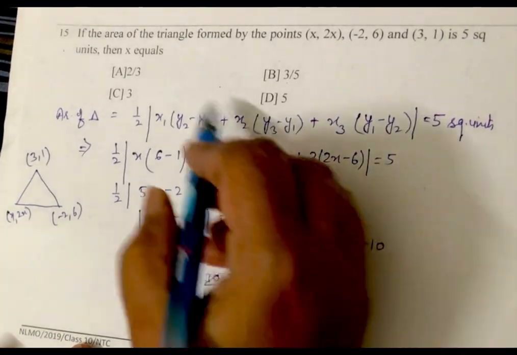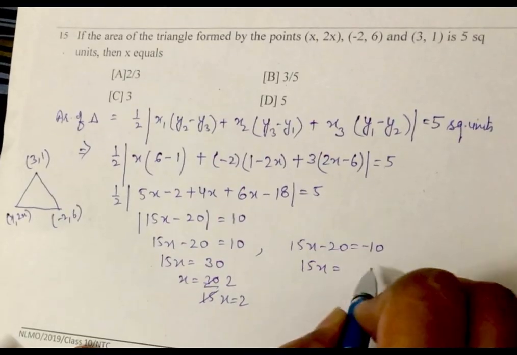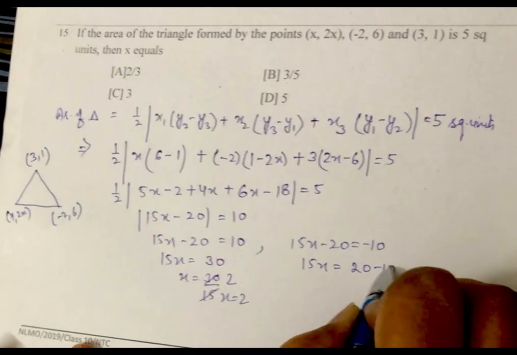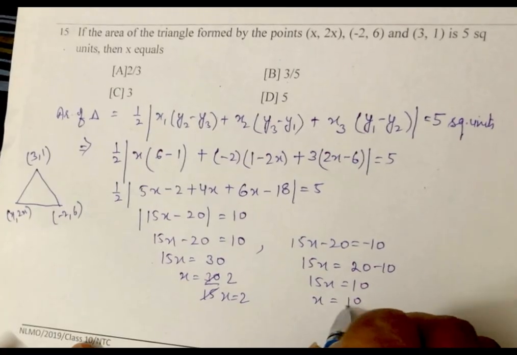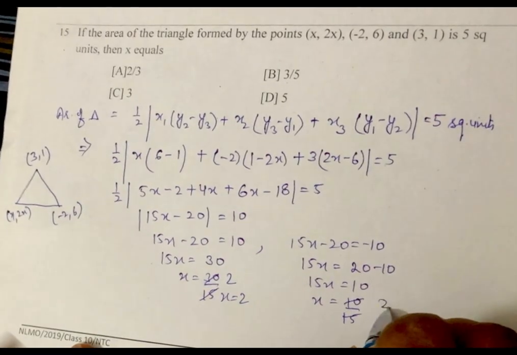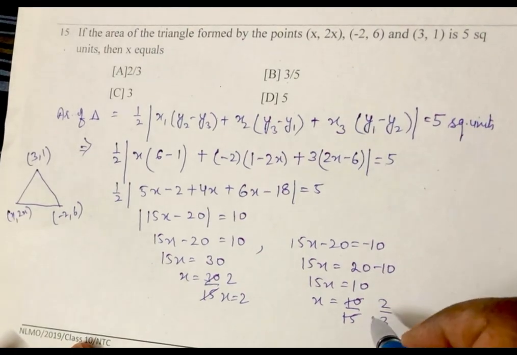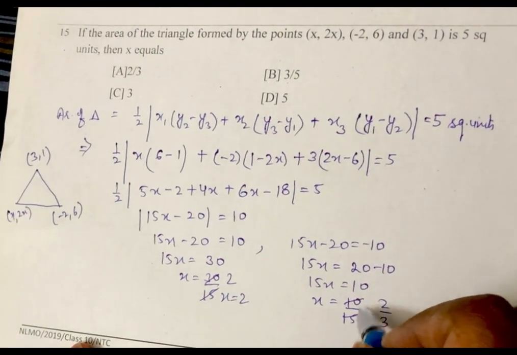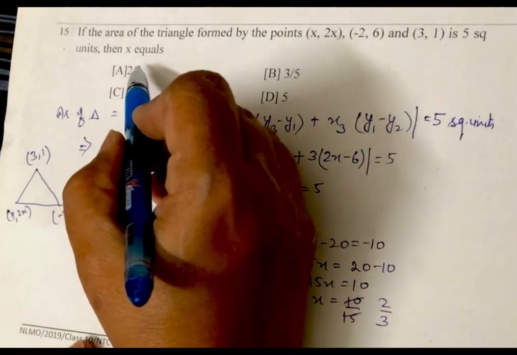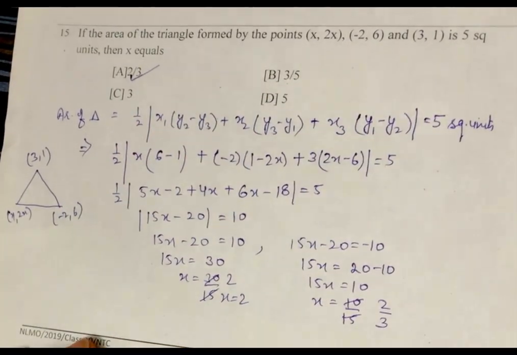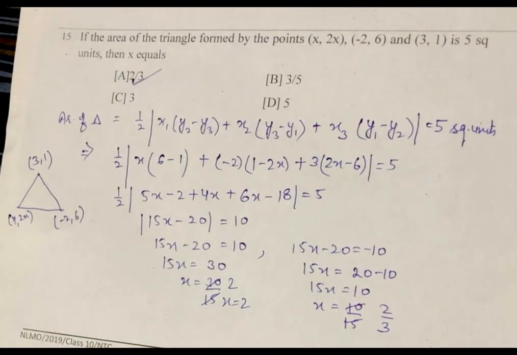So we don't have 2 in the options. So from the other one, we have 15x equal to 20 minus 10, that is 10. So x becomes 10 by 15, which becomes 2 by 3 on dividing both numerator and denominator by 5. So we have the option 2 by 3, option A. This is our answer for question number 15. So this solves question number 15.